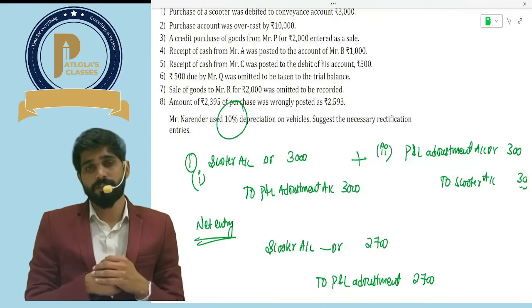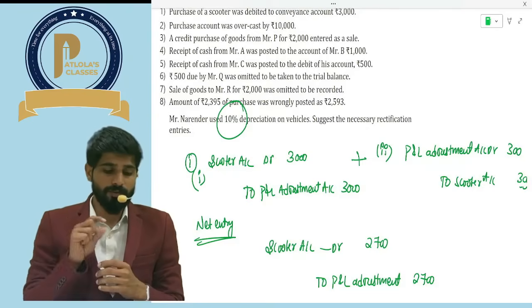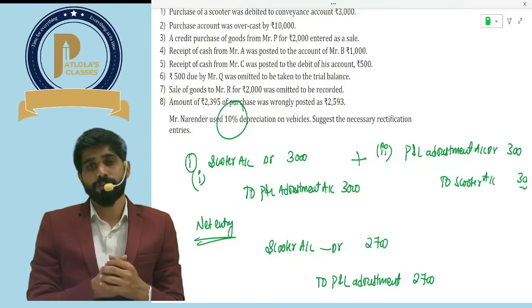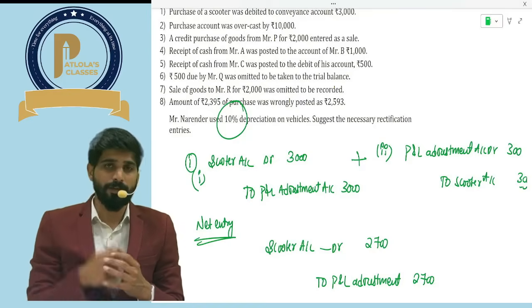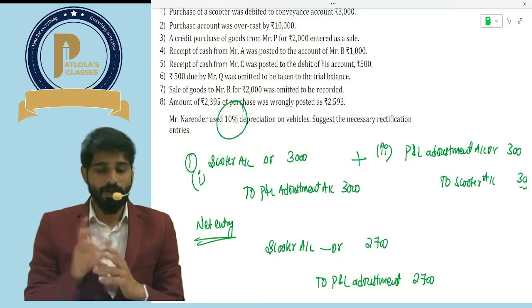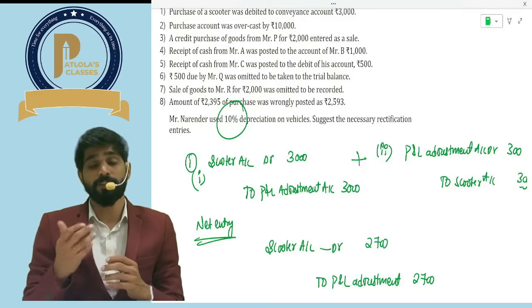Receipt of cash from Mr. C. Entry will be cash account debit to Mr. C account. But instead of crediting C account, they have debited. So there are two mistakes. One is not crediting, another is debiting. So in the trial balance on the credit side, it will be less, not by 500 but by 1000.